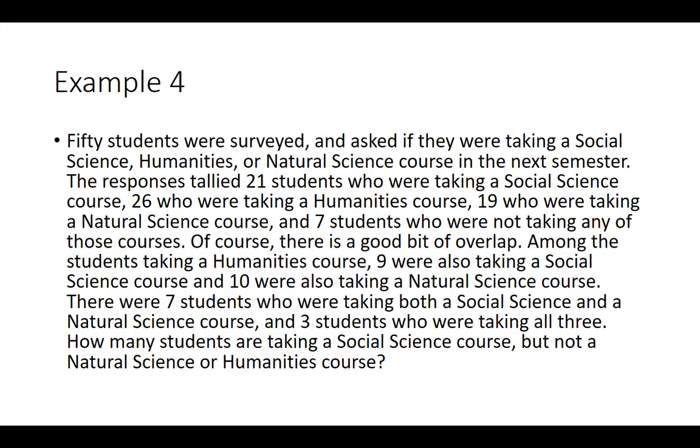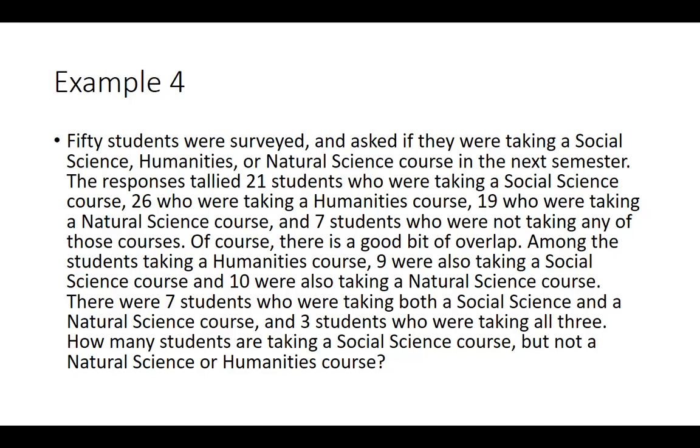50 students were surveyed and asked if they were taking a social science, humanities, or natural science course in the next semester. The responses tallied 21 students who were taking a social science course, 26 who were taking a humanities course, and 19 who were taking a natural science course. There were also 7 students who were not taking any of those courses. Of course, there is a good bit of overlap.